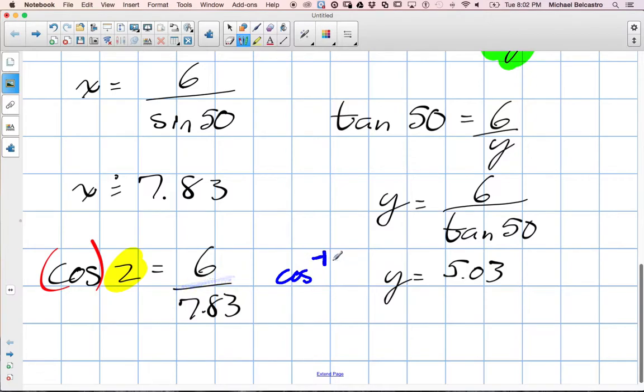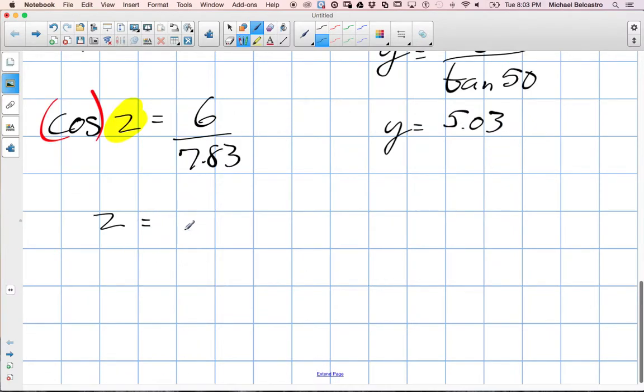Oh, that's when we had to use that. Exactly. So anytime you're solving for an angle, that's when you use to the power of -1. Okay. So whatever this ratio is, you get what this number is, and you put it into cos to the -1. And if you're working in degrees, make sure you're working in degrees. So we set that up now. So Z, I'm going to write out the equation, is equal to cos inverse of 6 divided by 7.83. So whatever that is, okay?